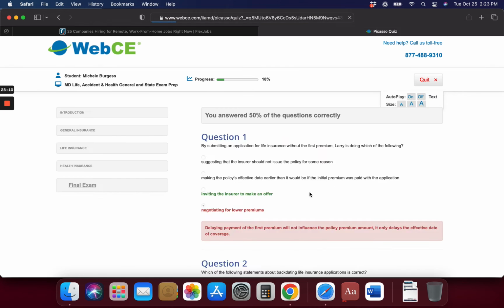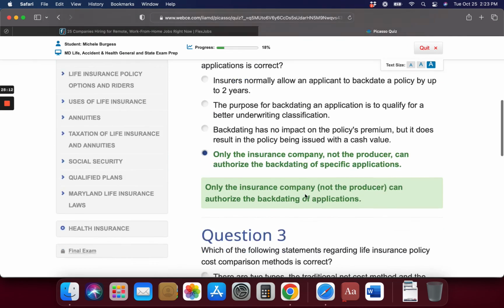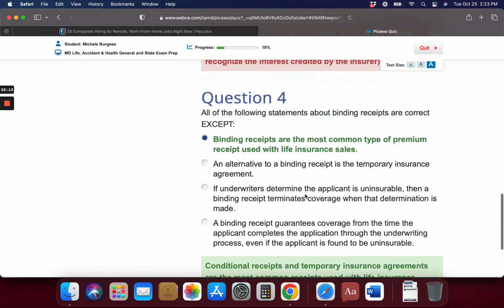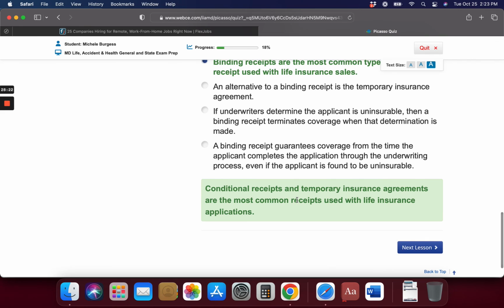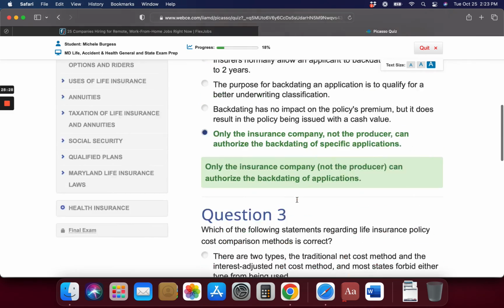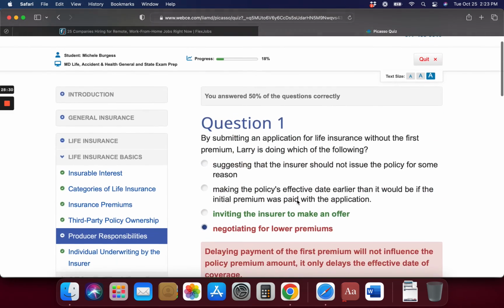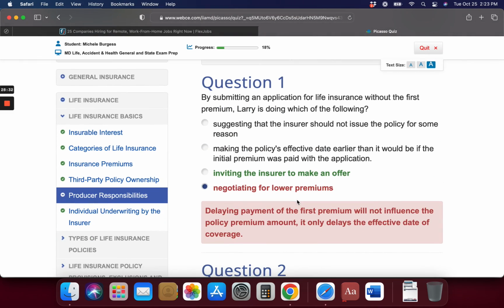All right, let's see how we did. We got 2 wrong. Did we get that last one wrong? No, I got it right. Okay, so all of these are correct except for this one: binding receipts, conditional receipts, and temporary insurance agreements are the most common receipts used with life insurance applications. Okay. All right, this one up here.